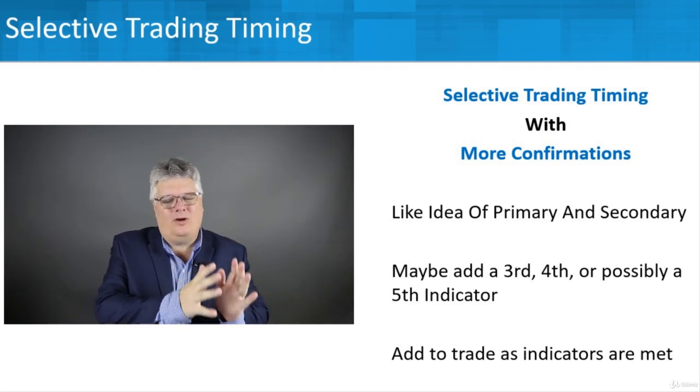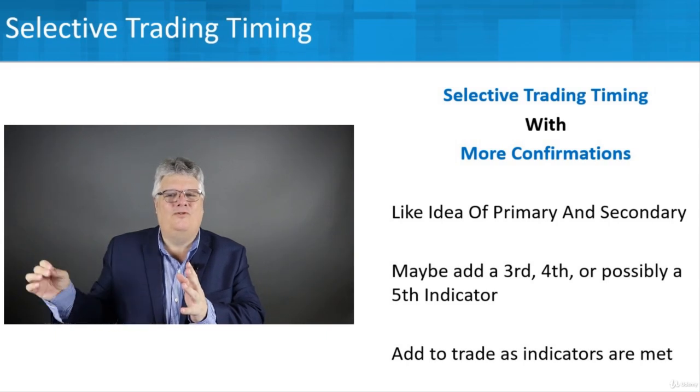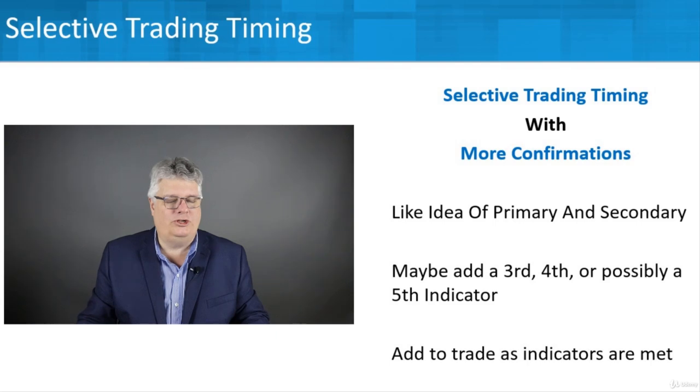So maybe you want a primary, a secondary, you're good with a third, but then you maybe add a little bit more as your fourth and fifth indicators come in. So if you want to approach it that way, that can be a great approach too, and use more indicators. So how does it work?